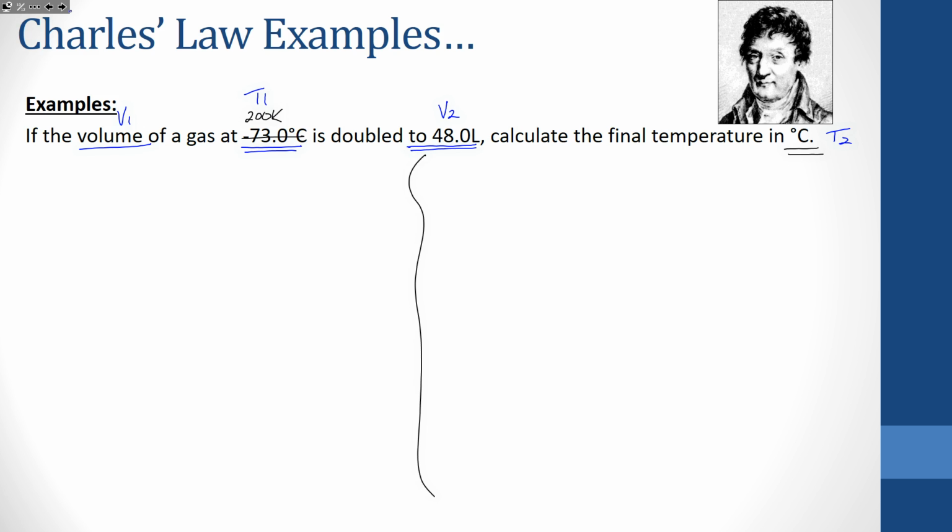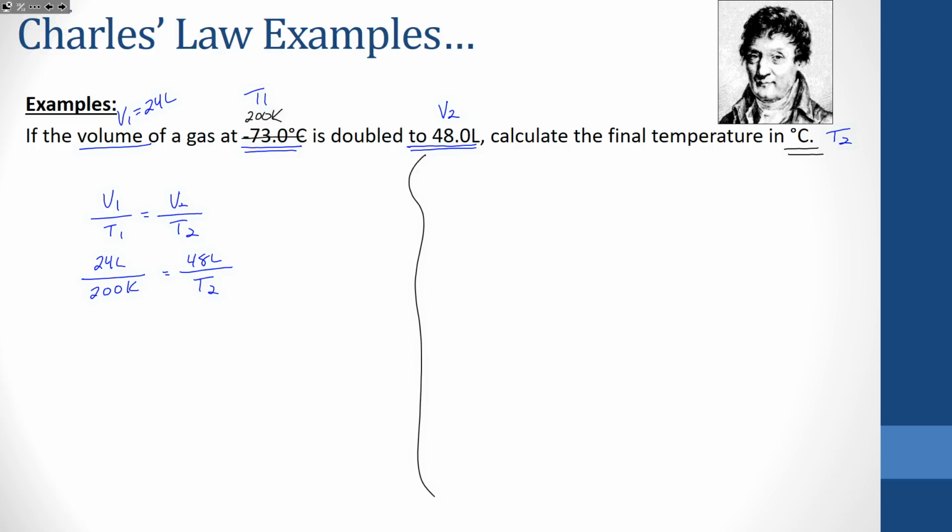Now, they didn't give us V1, but they told us that it was doubled to 48. So to go back would be half. So V1 would have to be 24 liters. So we can set up our equation. V1 over T1 equals V2 over T2. Substitute our values in. 24 liters over 200 Kelvin equals V2, which is 48 liters, over T2.